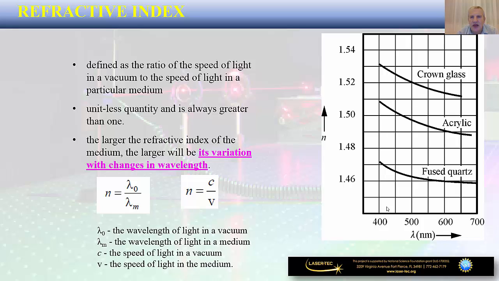And then on the vertical axis we have the index of refraction. You can see that these three curves are not flat. In other words, the index of refraction is changing with the wavelength. So for example, if you're looking at acrylic, which is a very popular type of medium used in many optical components in a photonics lab, we see that at the wavelength of violet, which is 400 nanometers, the index of refraction of acrylic is about 1.51.